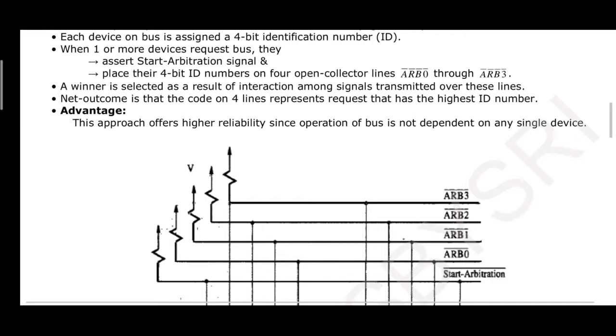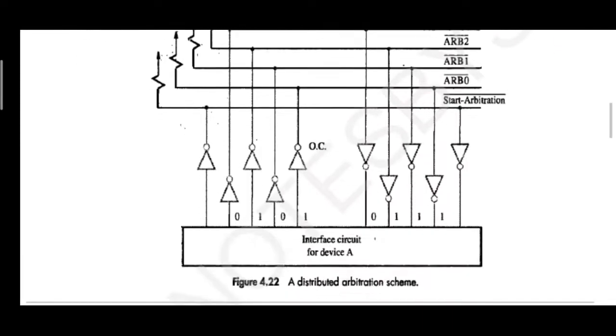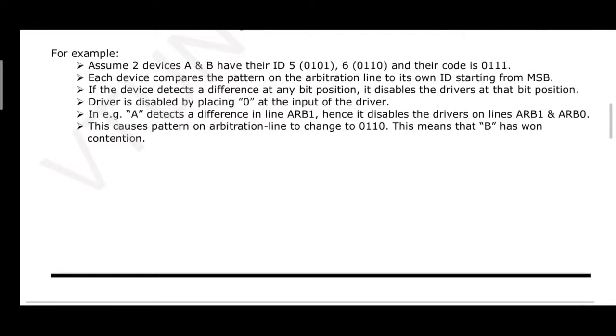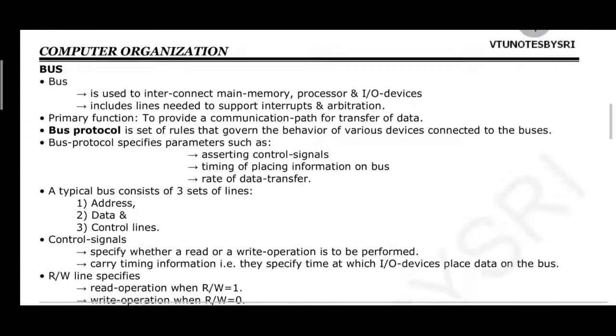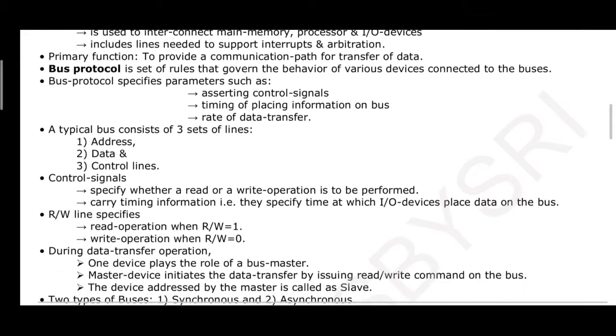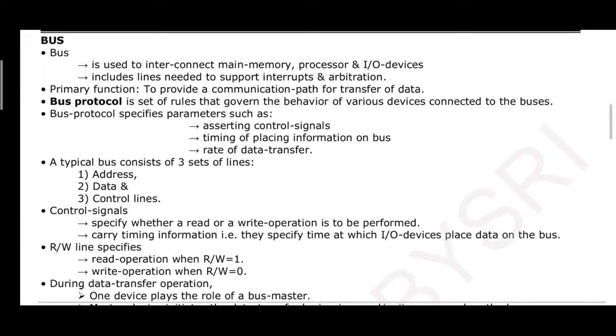Each device has a 4-bit ID, and all the devices are connected to common open collector lines. The ID that matches the value on the open collector line, the corresponding device will win the contention, and bus mastership will be transferred to that particular device. Very simple thing. Here the example is also given. Please go through this explanation. If you have any doubt, you ask.